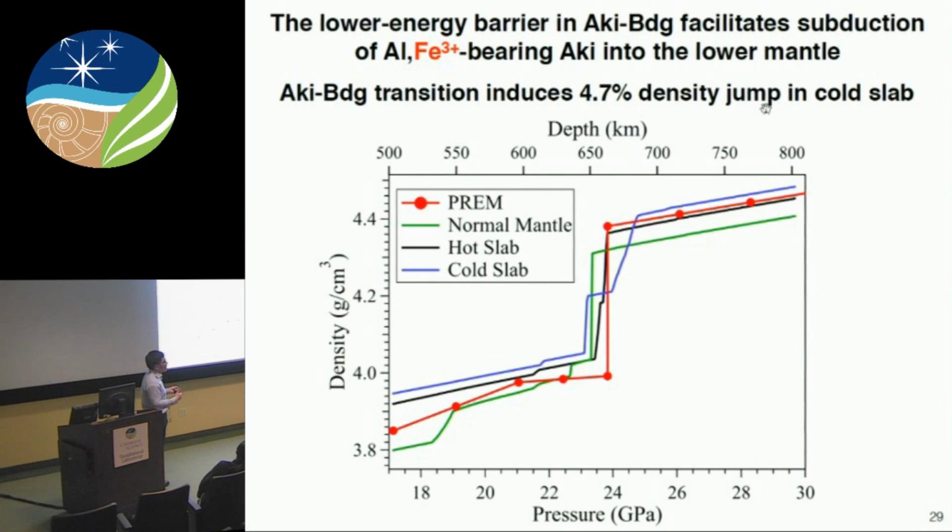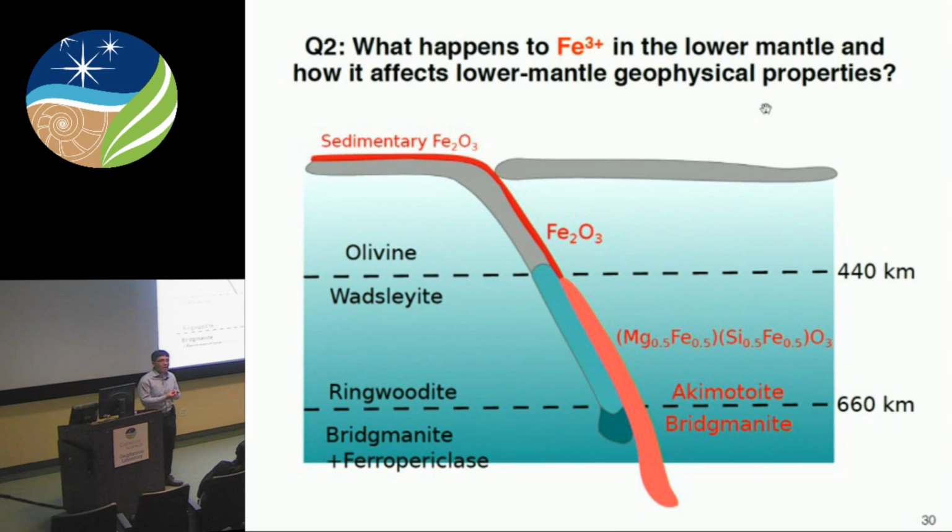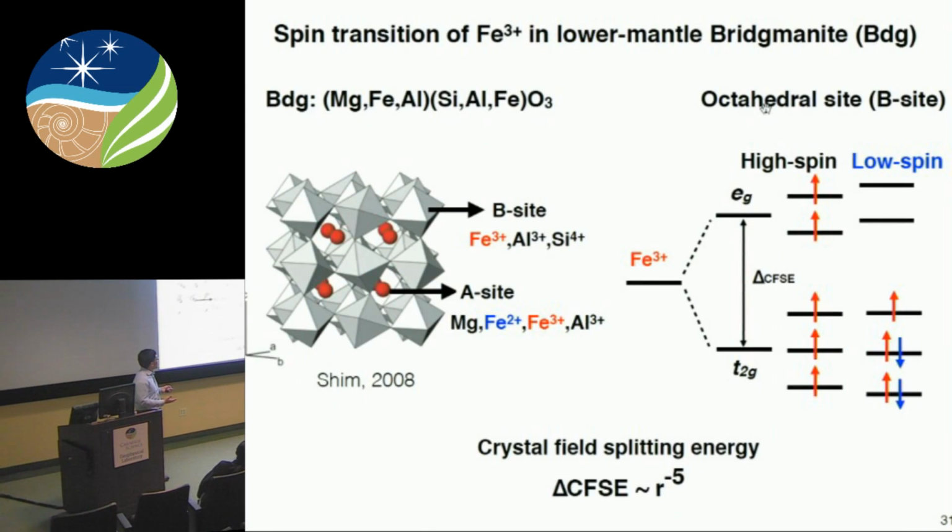And it turns out for cold slabs, akimotoite can be the dominant phase at the bottom of the transition zone pressures, which can occupy as much as 80% in mass. So in this case, we calculate the corresponding density profiles of those three geotherms and also plot the PREM. And for the cold slab, because it has a significant amount of akimotoite, the phase transition from akimotoite to perovskite can cause as high as a 4.7% density jump. And so it makes the cold slab density higher than the ambient mantle. So we think the conclusion here is for Fe3+ rich or aluminum rich slabs, the kinetic barrier is not an issue for slabs to penetrate into the lower mantle.